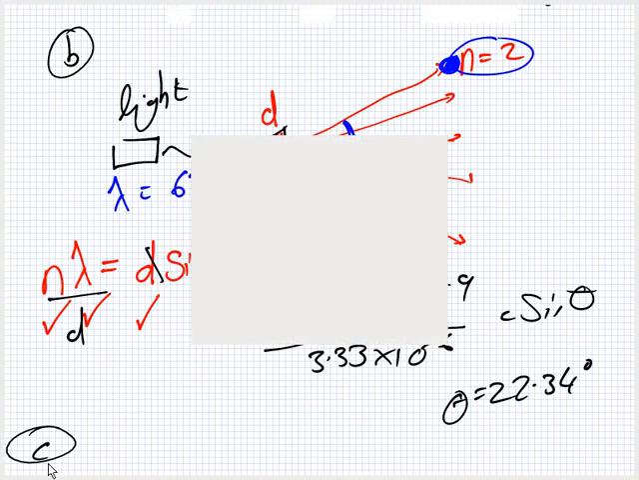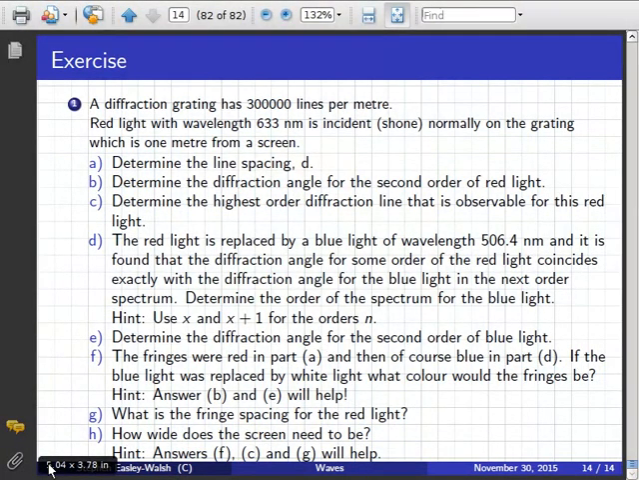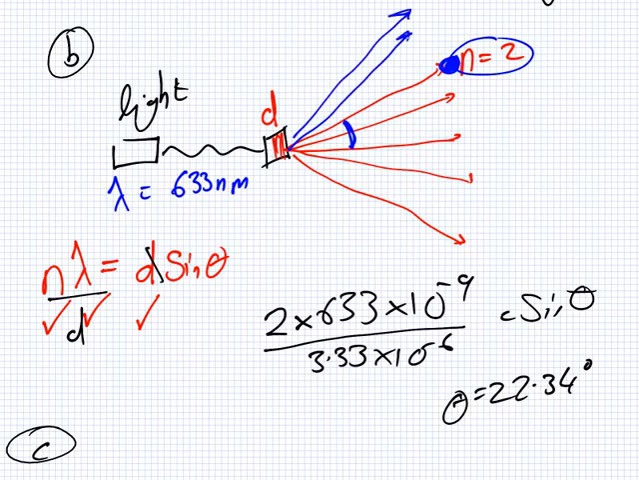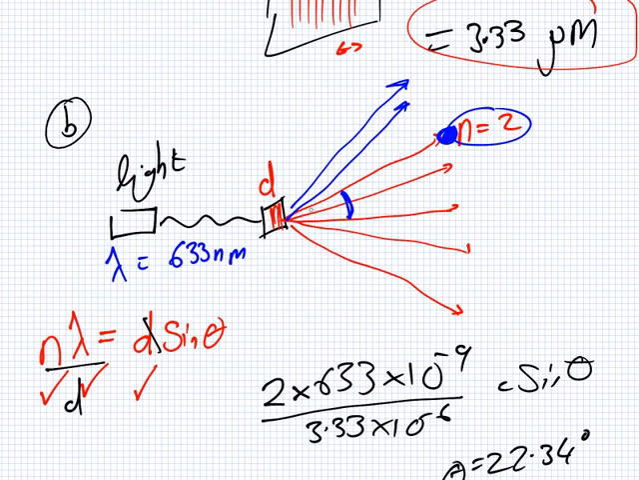Right, 3c, I mean. What is the biggest order? So my next question is, what is the biggest order, the biggest n here? Should you remember the trick here? What's the theta at the biggest? 180? No. 90.